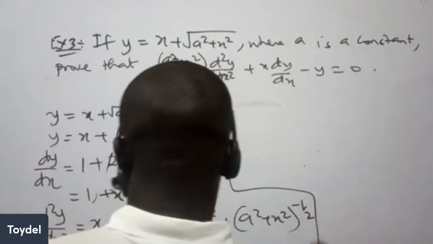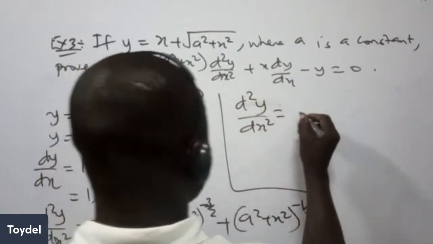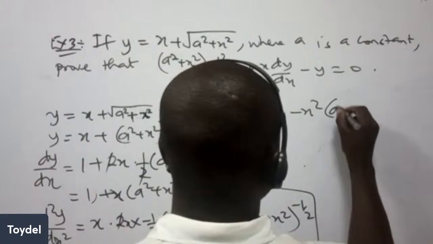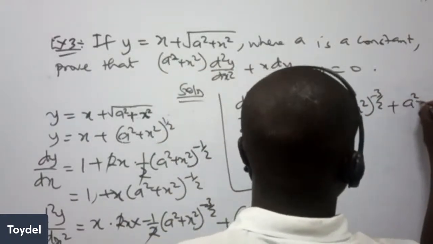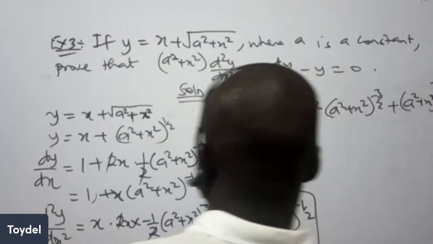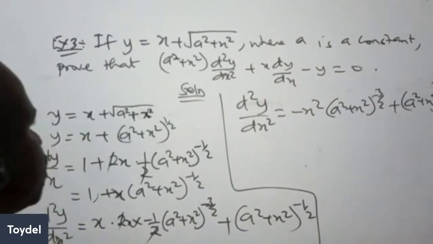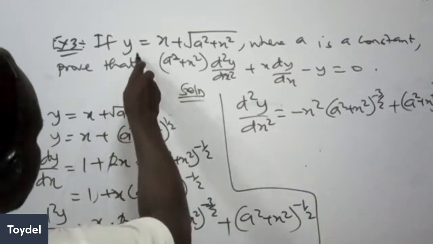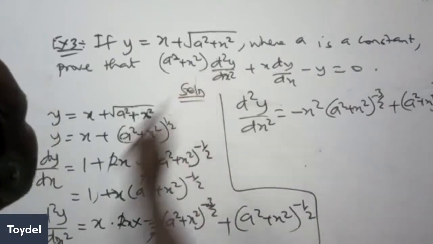So we are going to get d²y/ds² to be equal to -s²(a² + s²)^(-3/2) + (a² + s²)^(-1/2). That is the value of d²y/ds². Please, for you to have proper understanding about this, you check my video on function of a function. So we have gotten the value of y, we are given the value of y, we have gotten the value of dy/ds, and we have gotten the value of d²y/ds².